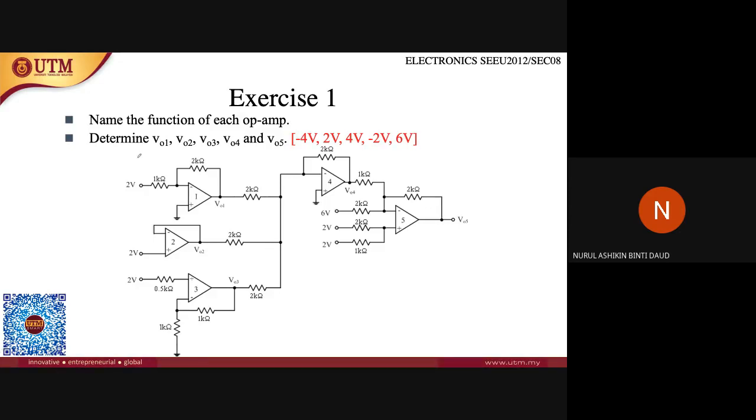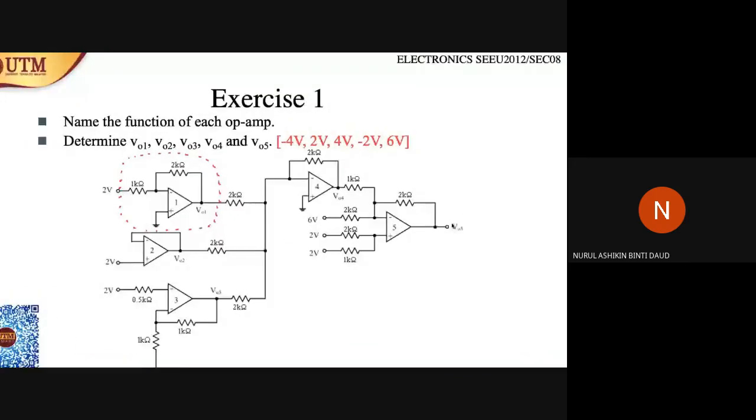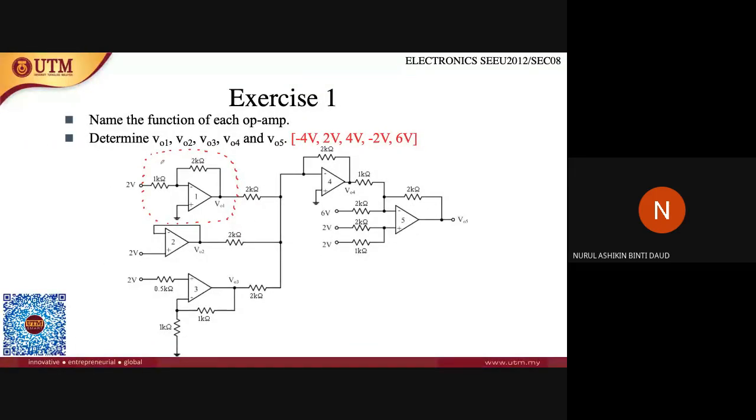You have to look, and you need to cut it up a bit. For example, first of all, solve this part first. What configuration is this? Is this an inverting or non-inverting amplifier? Inverting, right? Very good. So this is the inverting amplifier because the signal is at the inverting terminal.